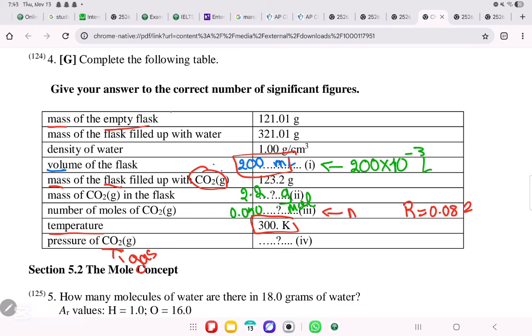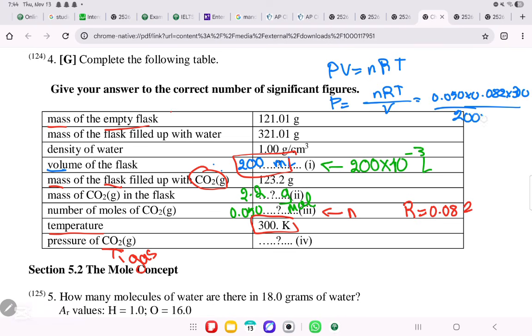Okay, so now we can apply the rule PV equals nRT. So pressure, which is what we need to find, is equal to nRT over V. So 0.050 times 0.082 times 300 over 200 times 10 to the power of minus 3. Put it on the calculator and you will get 6.2 atmospheres.